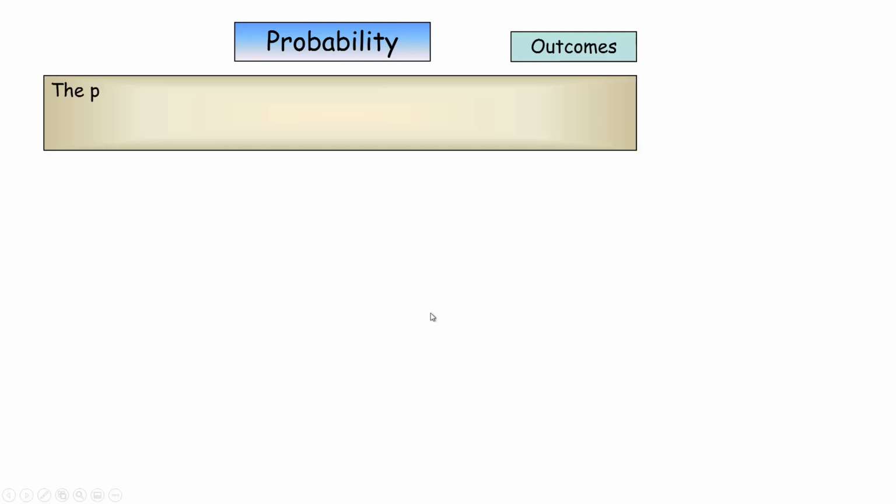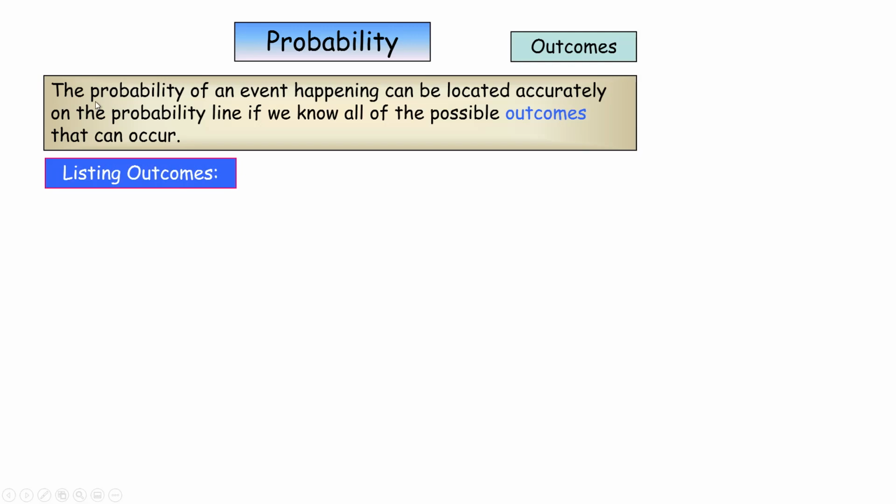Okay, so we're going to look at outcomes. It's a chance of the number of things that can happen. The probability of an event happening can be located accurately if we know all the possible outcomes. Okay, so we know all the things that could happen.